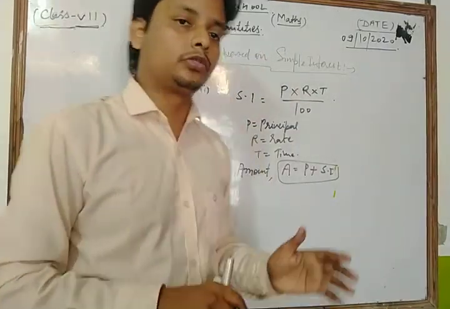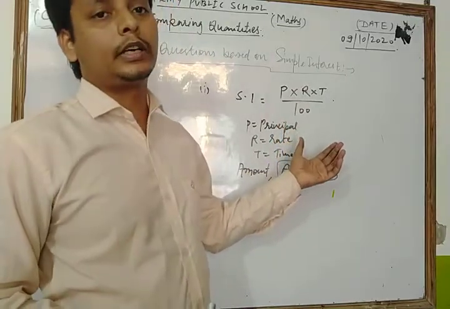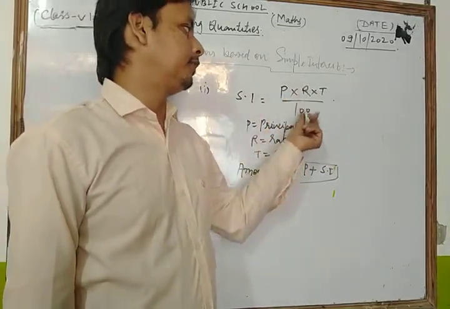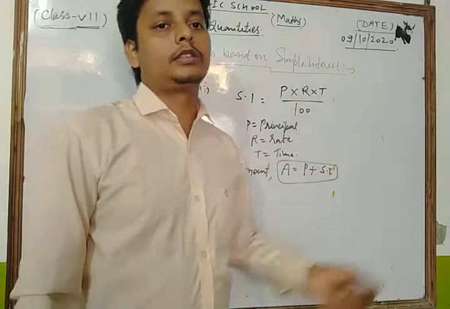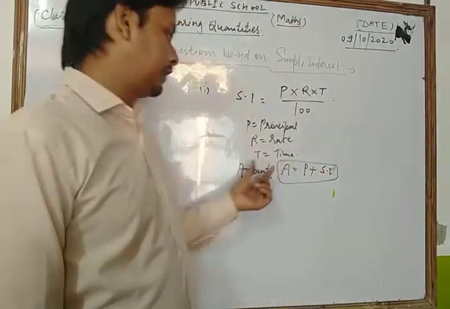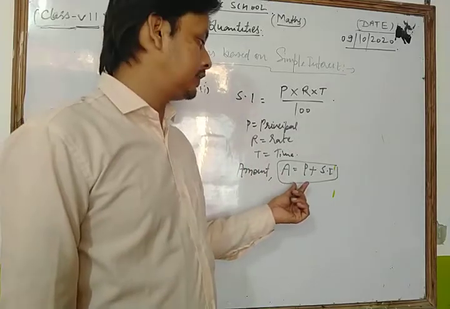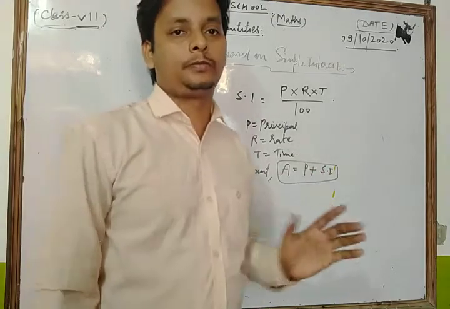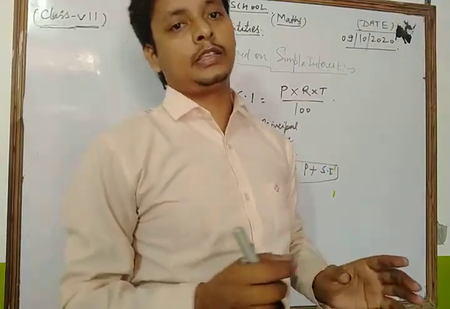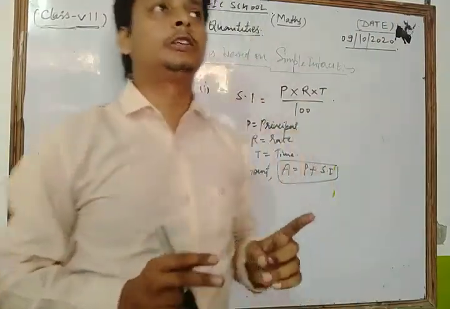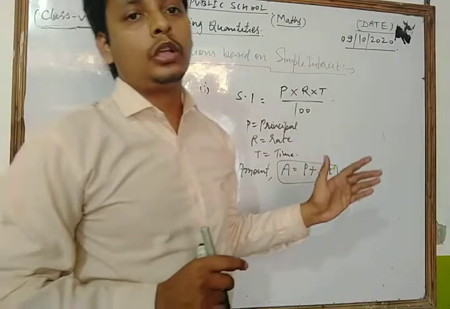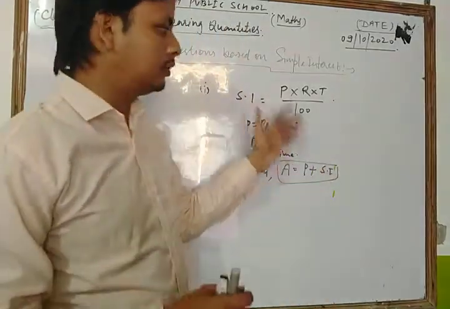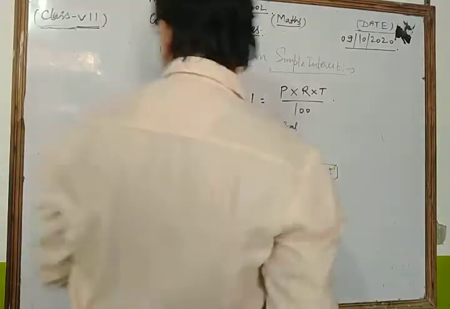So in that topic, dear student, there are two important formulas. First one is simple interest, that is P into R into T upon 100. Second one is the amount. Amount is given by the formula principal plus simple interest. Now we take and solve some important questions of your NCERT exercise based on these topics.